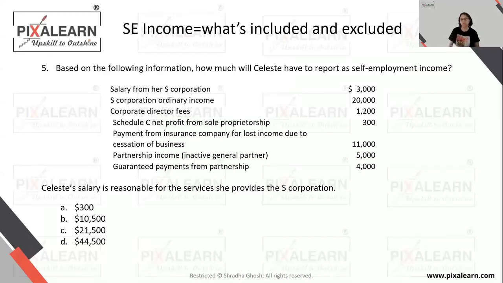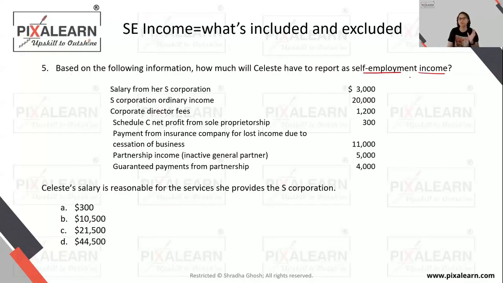The answer for the first question. Apply the rules. These are simple questions, but a little confusing. The taxpayer's salary is reasonable for the services she provides to the S corporation. Based on the following information, how much will the taxpayer be reporting as self-employment income? It's a very simple, straightforward question.